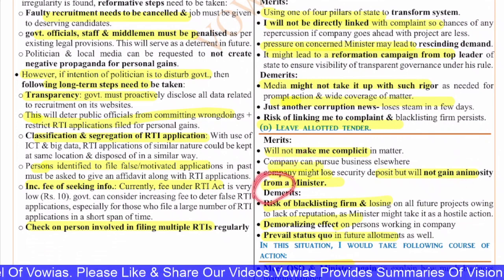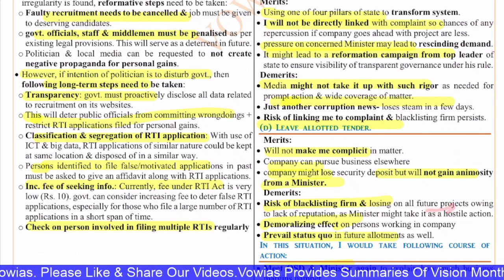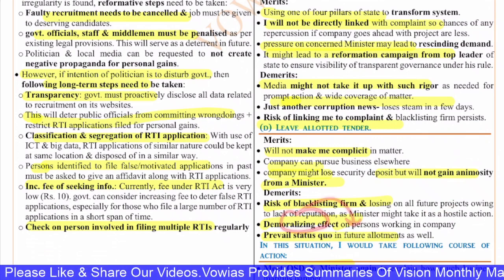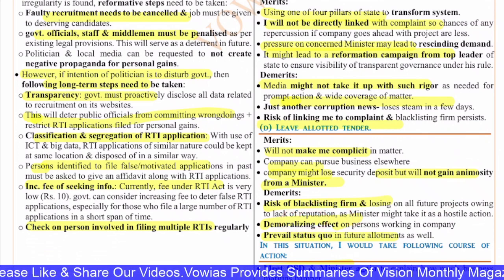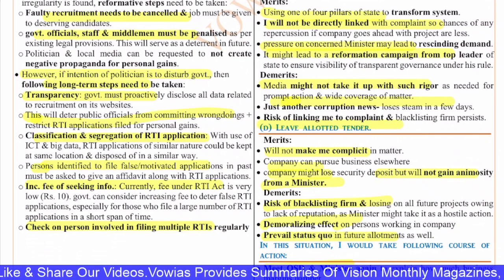And then what are the demerits of this? There is a risk of blacklisting the firm and losing all future projects, or loss of reputation. It also demoralizes the people working in the company, and there is a prevalent status quo in future allotments as well. So the corruption will still exist in the system.